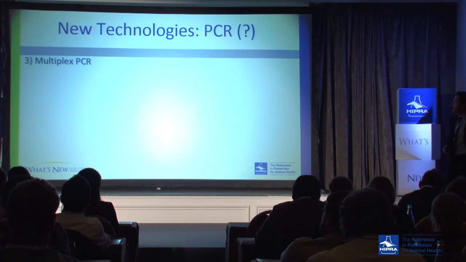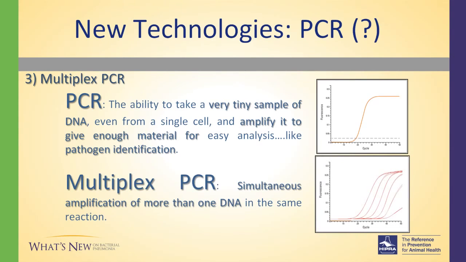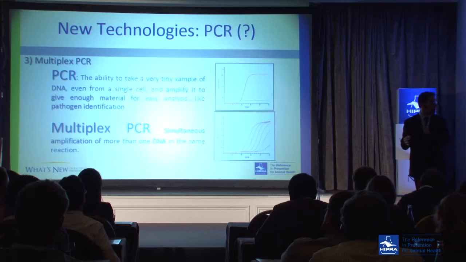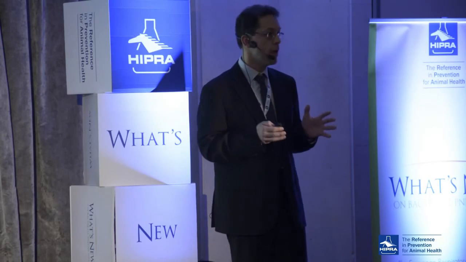Multiplex PCR is another variation of PCR, and it's based on the same principle of PCR. Just the amplification of DNA from an agent, but we can identify several pathogens in the same PCR run. So it's basically the same principle, but with the modern machines and modern reagents for PCR, we can do this. So why multiplex PCR for BRD diagnosis? Because BRD is a polymicrobial disease. Several agents, several pathogens can be present in a lung at the same time, in the same animal.